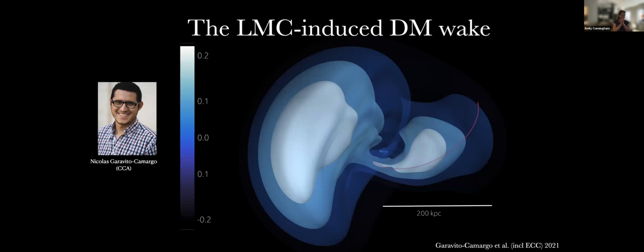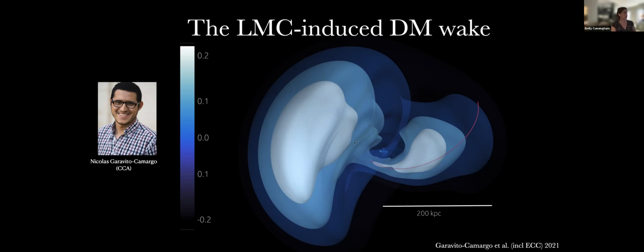So I want to highlight here amazing work from Nico Garavito-Camargo, who is my colleague at the CCA, where Nico ran a number of very tailored n-body simulations of a Milky Way with an LMC falling into it, and found that the LMC is predicted to induce a wake in the dark matter halo. And so what do I mean by a wake?